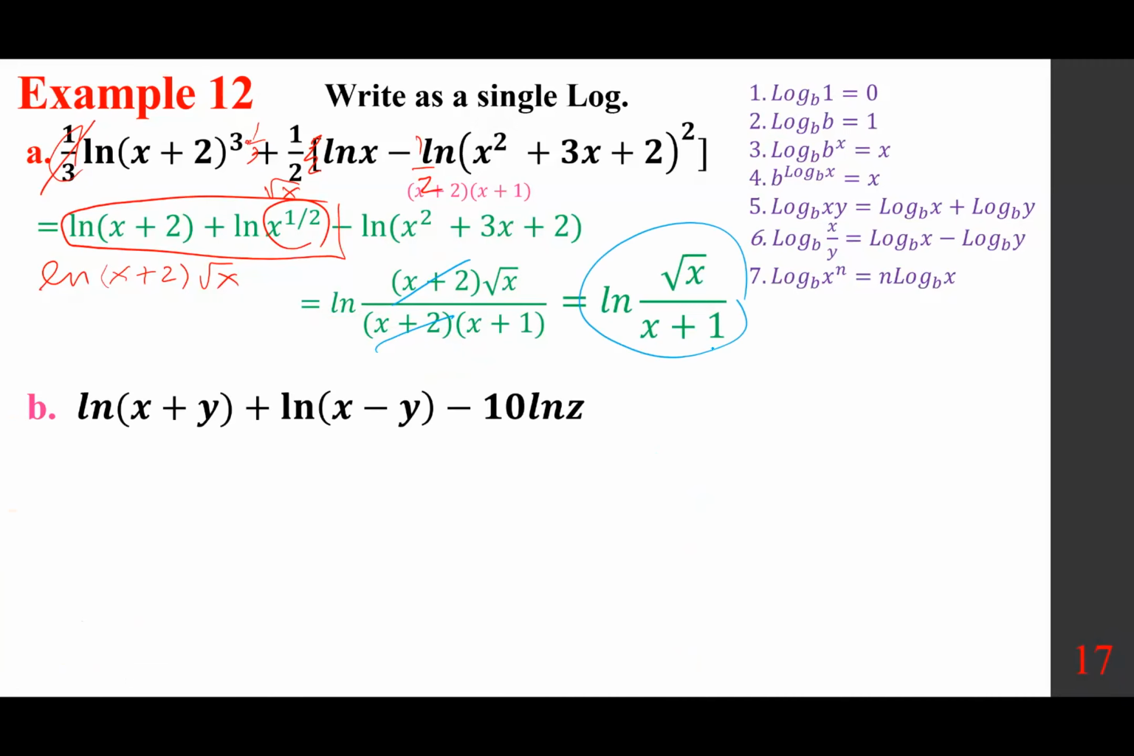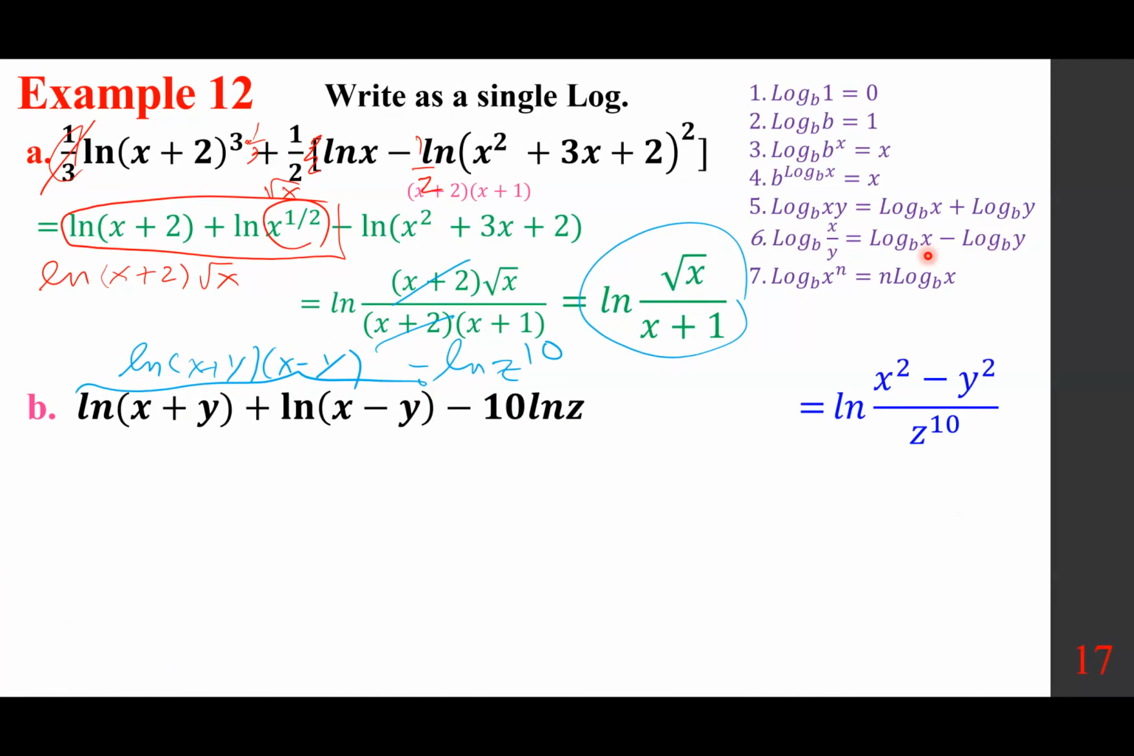What about this one? Well, if I want to do it in two steps, this is ln of x plus y times x minus y. And this one is minus ln of z to the power of 10. This is x squared minus y squared. So ln of x squared minus y squared, because of the negative sign again going with this, over z to the power of 10.